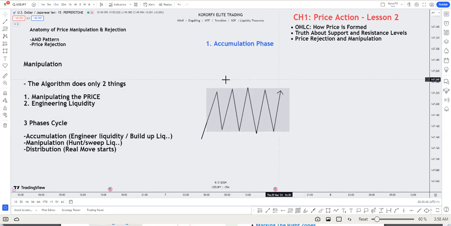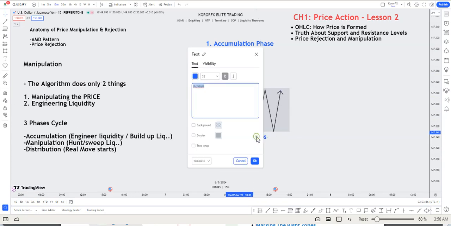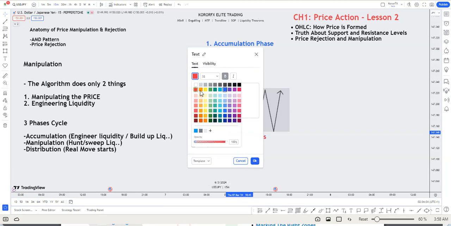So what type of liquidity do we have here? We have buy stops, and also sell stops. I will explain what a buy stop and sell stop is. And we also have sell stops here. I want to make you understand what the sell stop and buy stop is.